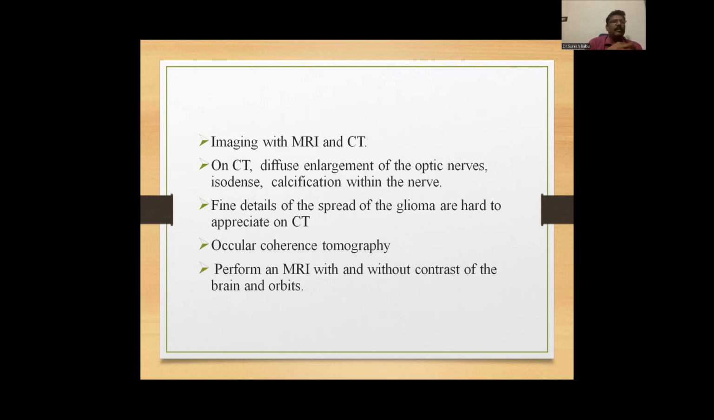So nowadays, we perform MRI with and without contrast of the brain as well as the orbits. Here, there is one more important investigation called optical coherence tomography, OCT. That is mainly for assessing the thickness of the retinal nerve fiber layer. The peripapillary retinal nerve fiber layer plays a vital role in determining disease progression. If the layer gets thin, they are more prone to a worse prognosis. So in recent days, emphasis is being given to optical coherence tomography. Next slide, please.